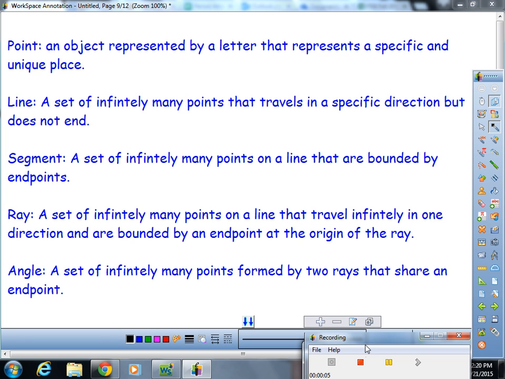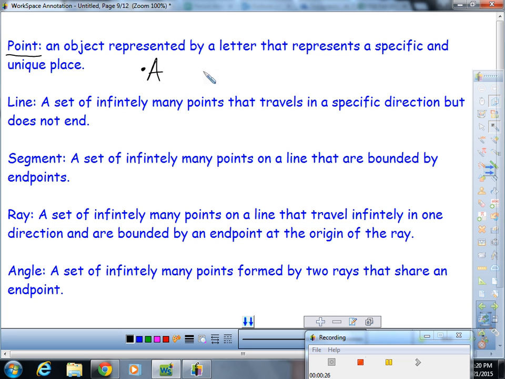We have a point, an object represented by a letter that represents a specific and unique place. There's point A, point X. A line is a set of infinitely many points that travels in a specific direction but does not end. Lines have arrows, as you know, and they are named with 2 points, even though they contain infinitely many points. Keep in mind, you could name this line AB, BA, BC, CB, AC, or CA, and would all refer to the exact same line.